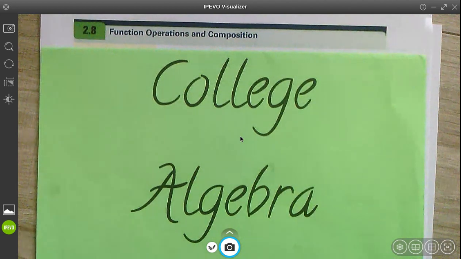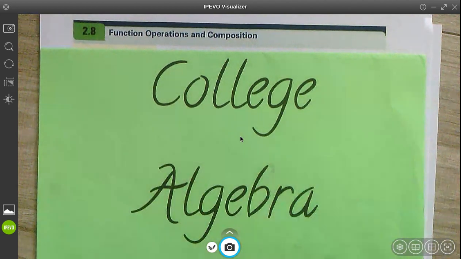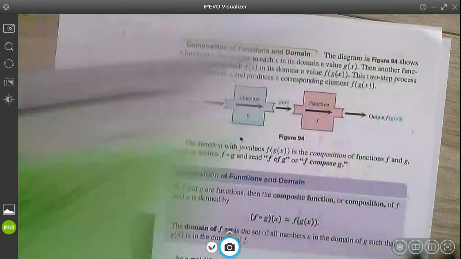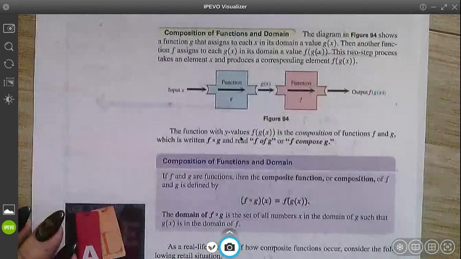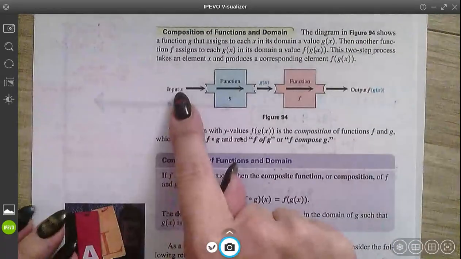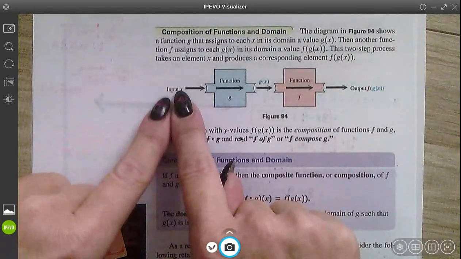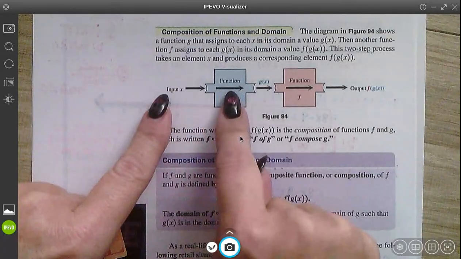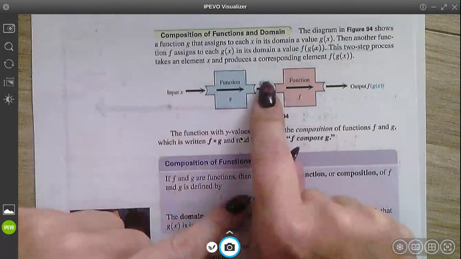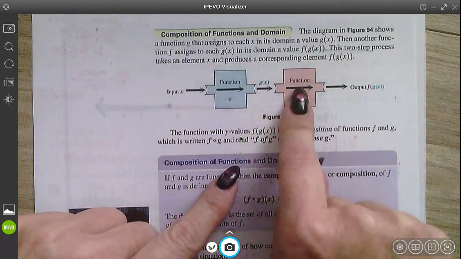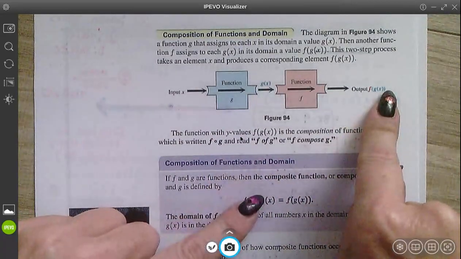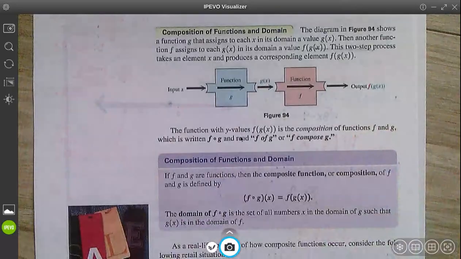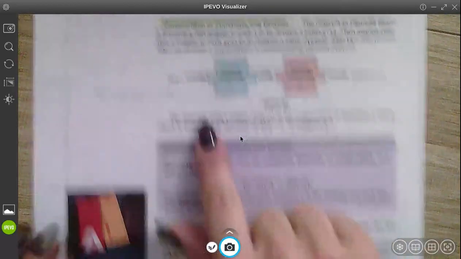Section 2.8 is about function operations and composition, and we are going to move on to compositions. What a composition of functions does is it takes an input and puts it into one function. Then the output from that function goes into a second function, and then finally you get your ending output. We have an example here. Let me tell you how we read it.